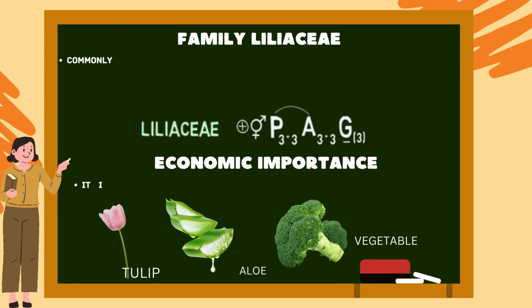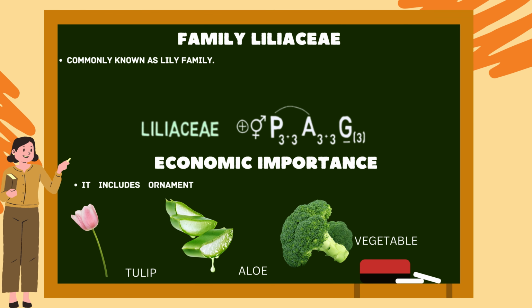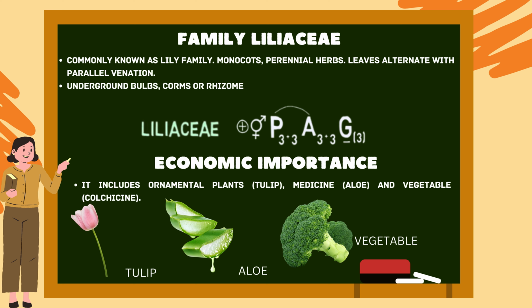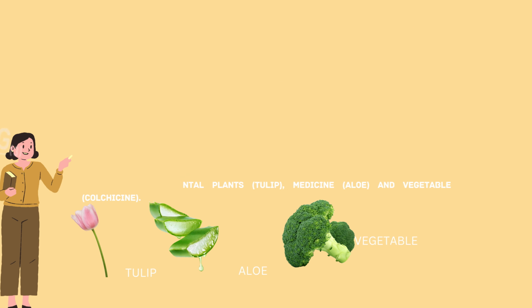Family Liliaceae. Commonly known as the lily family, monocots and perennial herbs, leaves alternate with parallel venation, underground bulbs, corms or rhizomes. Flowers bisexual, actinomorphic, sepals and petals absent, having perianth. Economic importance of family Liliaceae: it includes ornamental, medicinal and vegetable plants.